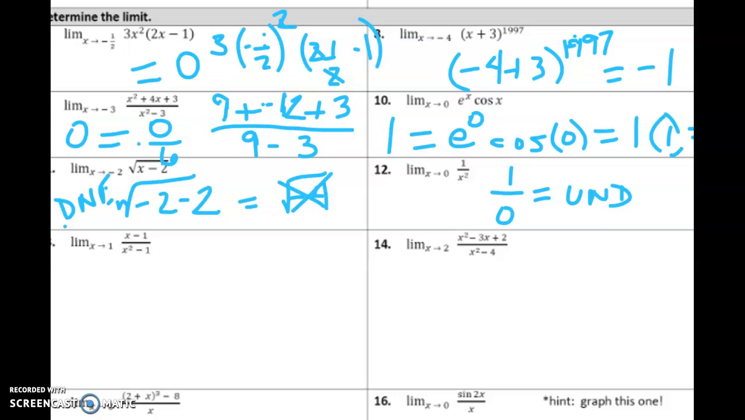Numbers 12, 13, 14, and so forth. These ones we might have to do using Mathematica or when we talk about limits to infinity in section 2.4. So we'll hold off on those for now.